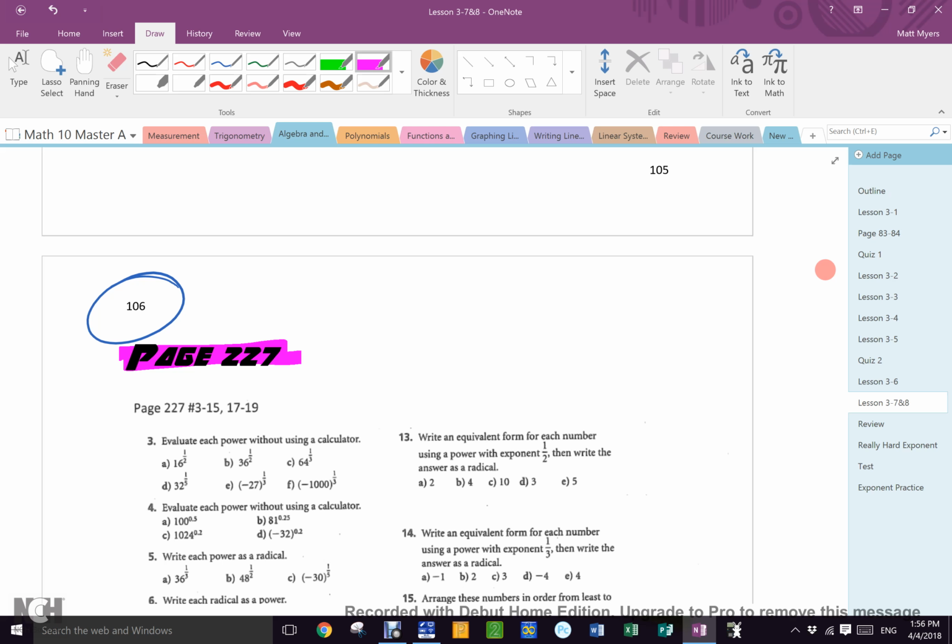Just exponents and radicals. Yep. No multiplying. Nothing that we did yesterday. Just exponents and simplifying radicals.